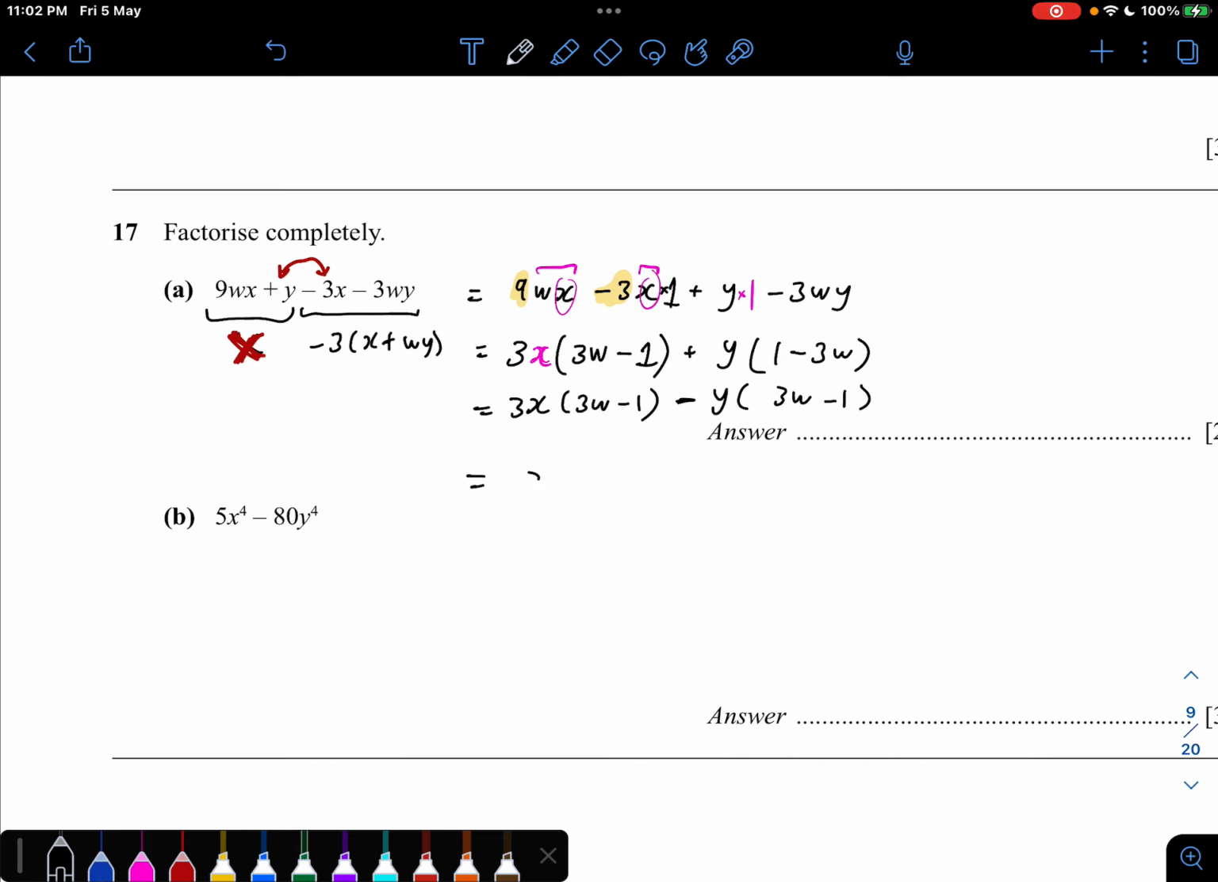So that means you have another factor, 3w minus 1, factor it out. What are you left with? 3x minus y. Okay. I use a different color, light blue. Factor out 3x, multiply, minus y, multiply, bring it over. Done.